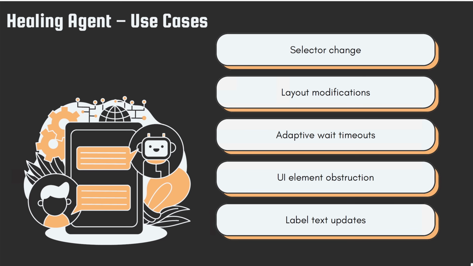The self-healing agent works in the background. When the robot runs into a problem, the agent analyzes the situation, looks for possible replacements, and if it finds one, it lets the process continue and gives us suggestions for what to improve.